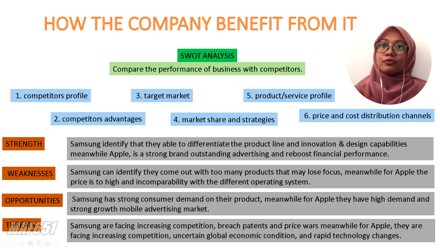For strengths, Samsung has a differentiated product line and innovation and design capability. Meanwhile, for Apple, it is a strong brand, outstanding advertising and robust financial performance. For weaknesses, Samsung comes out with many products that may lose focus. Meanwhile, for Apple, the price is too high and there is incompatibility with different operating systems. In terms of opportunity, Samsung has strong customer demand for its products. Meanwhile, Apple has high demand and a strongly growing mobile advertising market. The threat for Samsung is increasing competition, with patent and price wars. Meanwhile, for Apple, it is increasing competition, uncertain global economic conditions, and rapid technology changes.